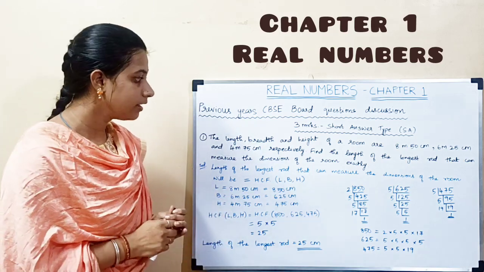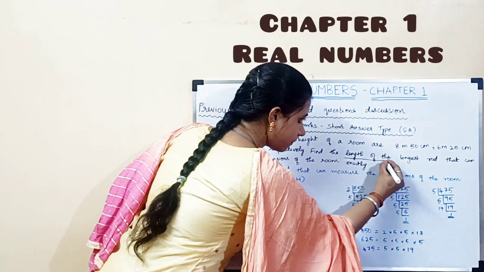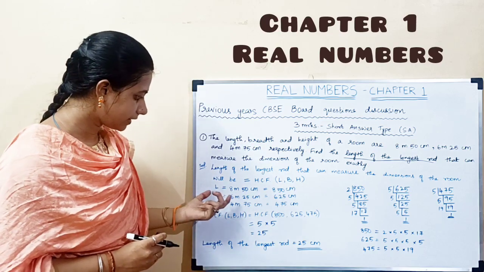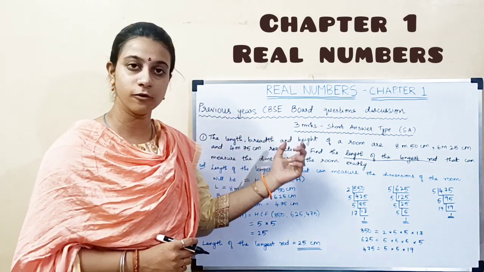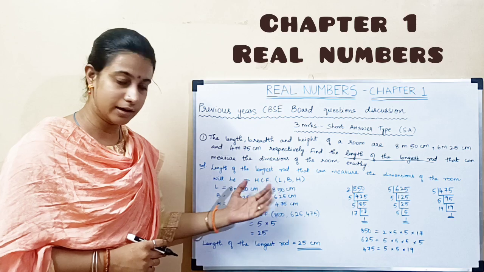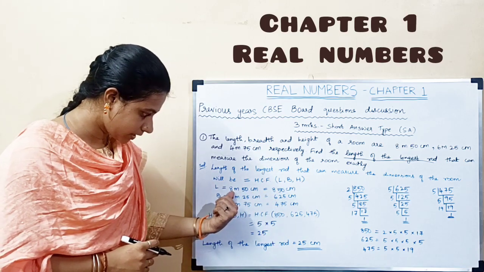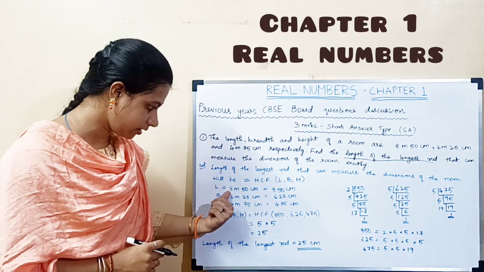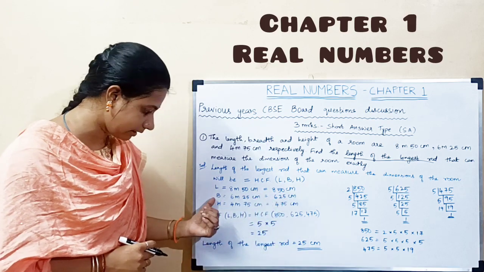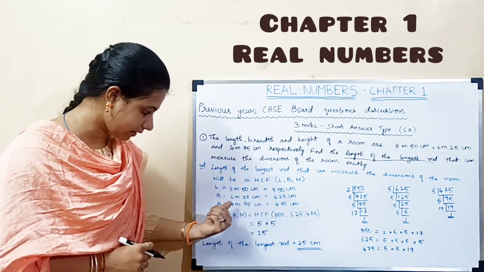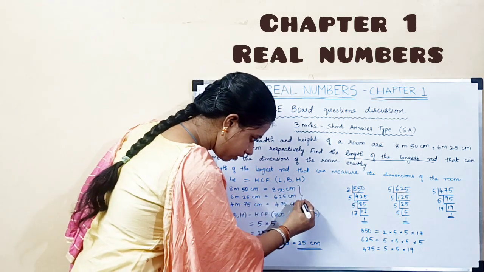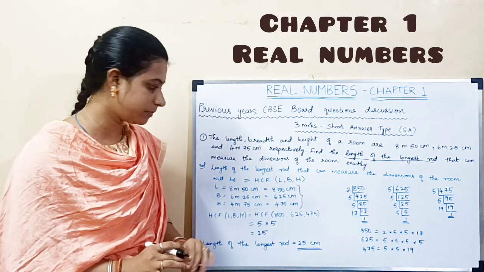So we have to find the length of the longest rod that can measure the dimensions of the room. So now the given data is length, breadth and height of the room are given. Like length is 8 meter 50 centimeter. We will convert it into single units, like we will convert meter into centimeter. 8 meter is 800 centimeter. So we can write 8 meter 50 centimeter as 850 centimeter. Similarly, breadth can be written as 625 centimeter and height can be written as 475 centimeter. So these are the dimensions of the room, length, breadth and height.